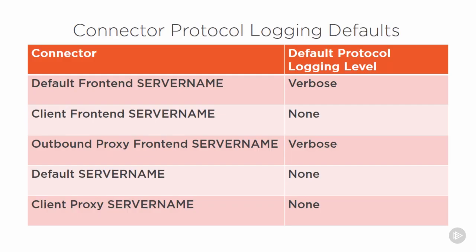By default, the only two receive connectors that have protocol logging enabled are the default front-end connector and the outbound proxy front-end connector. All the other receive connectors that Exchange Setup creates or that you create yourself have protocol logging disabled by default, as do any send connectors that you create.